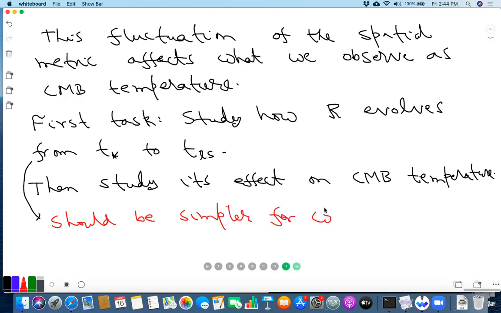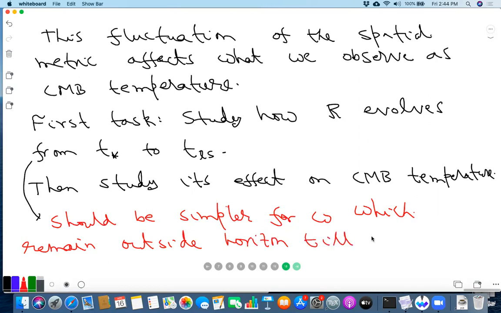For omega which remain outside the horizon till TLS, we had argued that the microscopic physics will not affect this evolution. But again, that we'll see as we do this evolution. It will be simpler certainly when this is true, but you can also analyze this when this is not true. Any question?